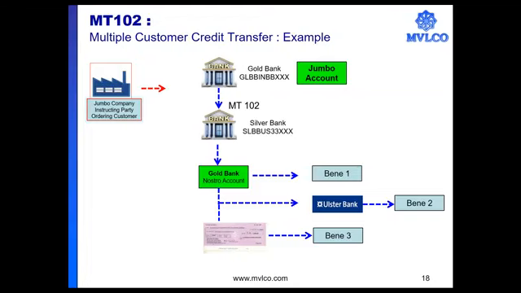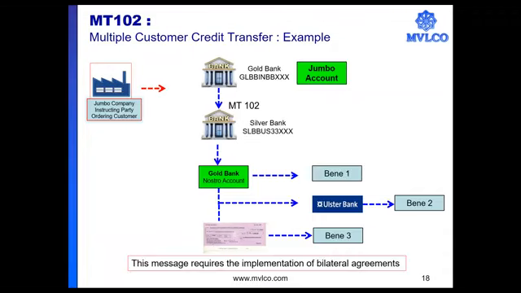The account which is getting debited now at Silver Bank does not belong to Jumbo. The account which is getting debited at Silver Bank is the account of Gold Bank. It is the Gold Bank Nostro account. Now this MT102 could be used for a domestic payment within a country. It could also be used for cross-border payments. Same is the case with your MT101.